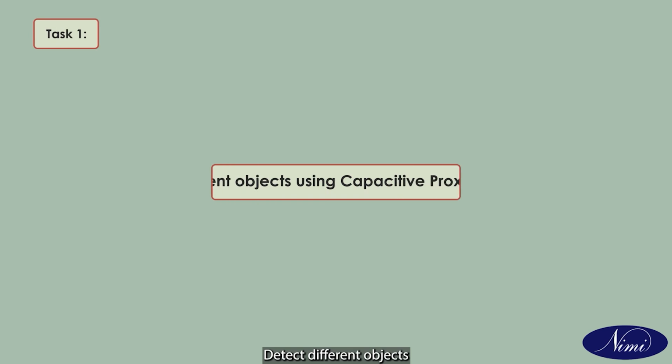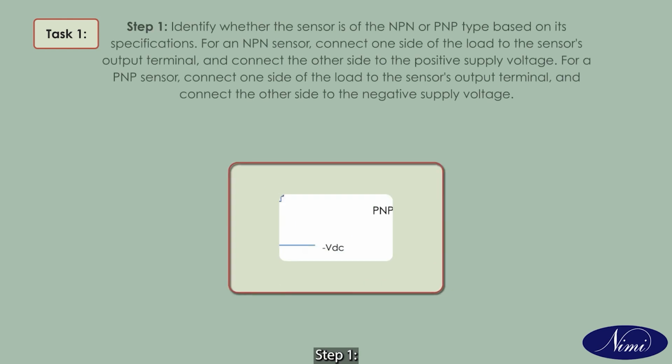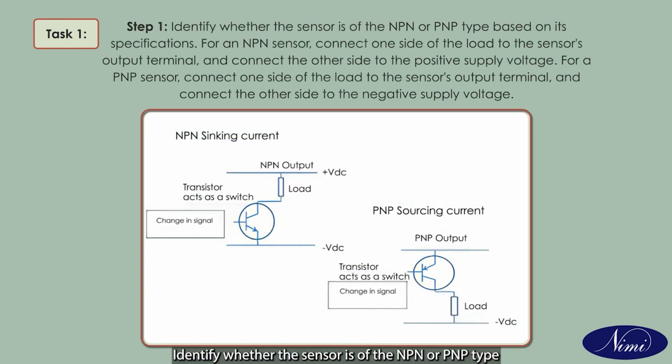Task 1. Detect different objects using capacitive proximity sensors. Step 1. Identify whether the sensor is of the NPN or PNP type based on its specifications. For an NPN sensor, connect one side of the load to the sensor's output terminal and connect the other side to the positive supply voltage. For a PNP sensor, connect one side of the load to the sensor's output terminal and connect the other side to the negative supply voltage.